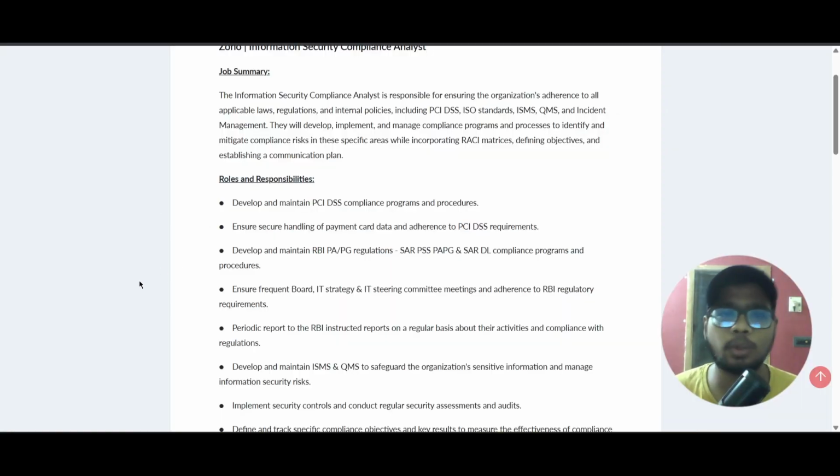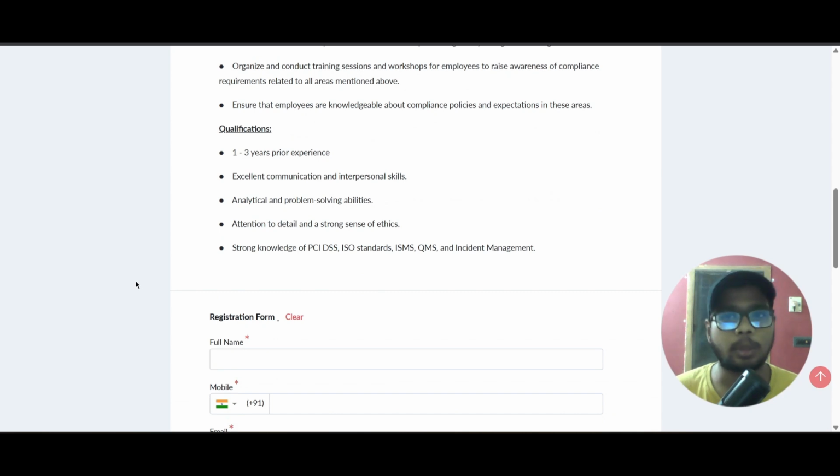Now let's look into the qualifications that are required for you to apply for this role. You require 1 to 3 years of experience in this role. Then you should have excellent communication and interpersonal skills. Then you should have analytical and problem solving ability. Then attention to detail and a strong sense of ethics. And a strong knowledge of PCI DSS, ISO standards, ISMS, QMS and incident management.